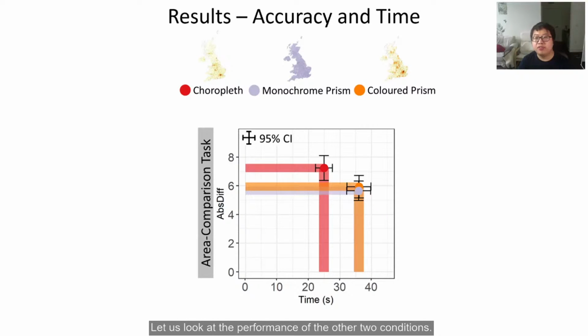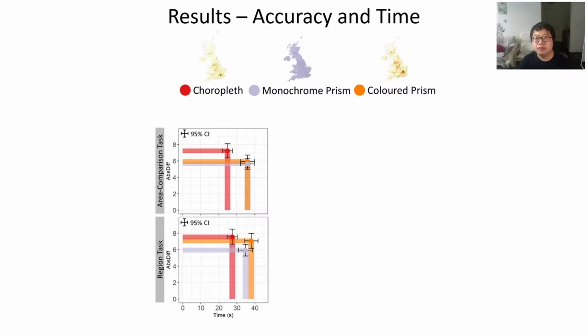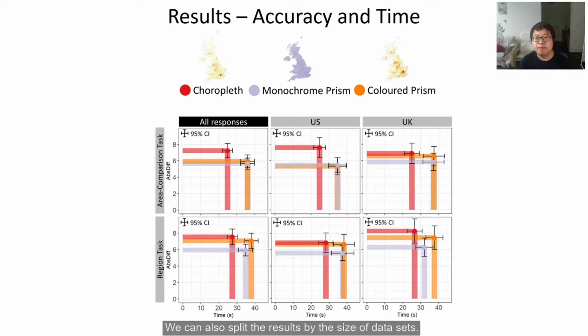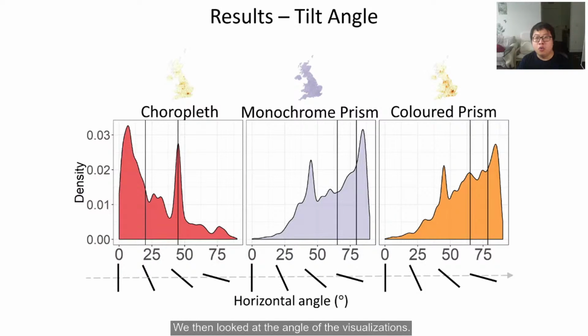Let us look at the performance of the other two conditions. We can see Carplas maps were faster, but prism maps were more accurate. Let us check the other task. We get very similar results. We can also split the results by the size of datasets. Again, similar results appeared.